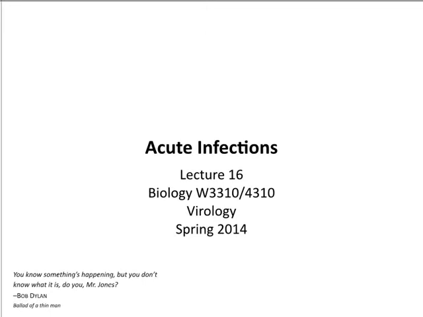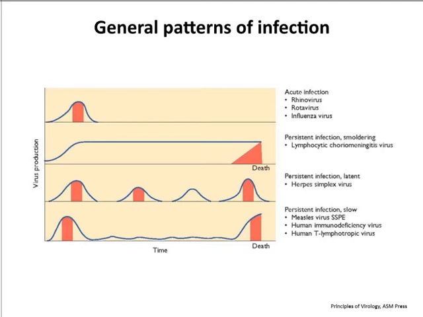Infections in hosts fall into one of two general patterns. They can be acute or they can be persistent. And in the next two lectures, I want to go over what that means and give you some examples of both. Today we're going to start with acute infections. And here are the general patterns of infection.